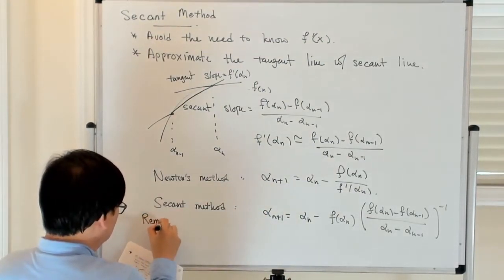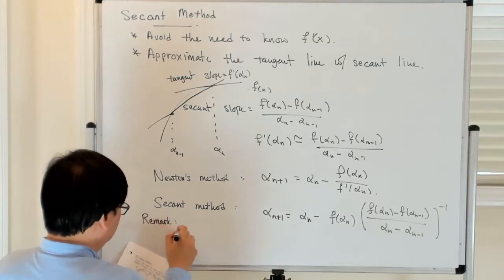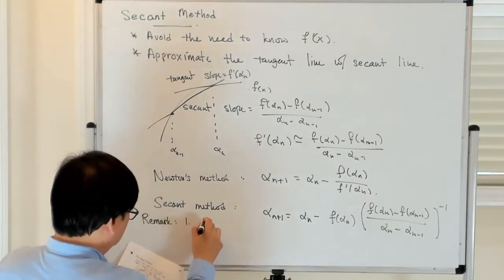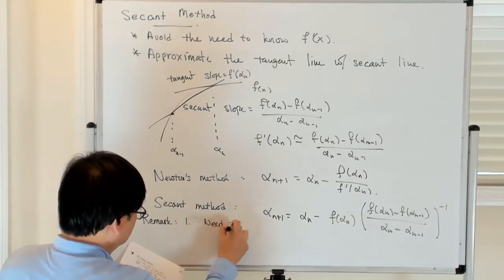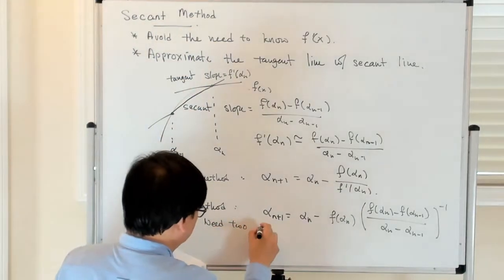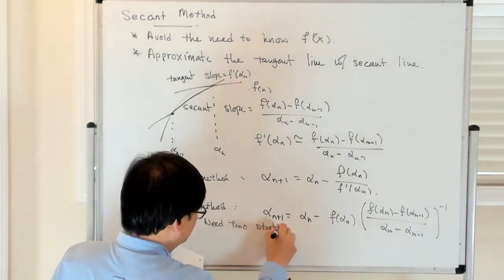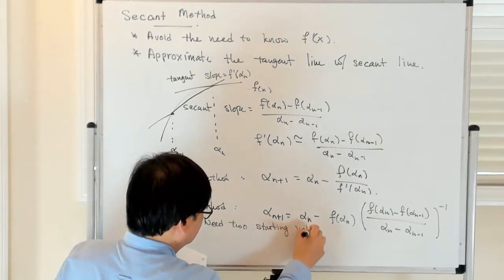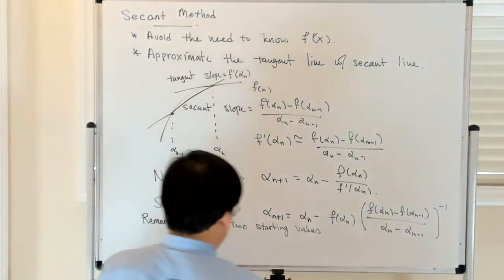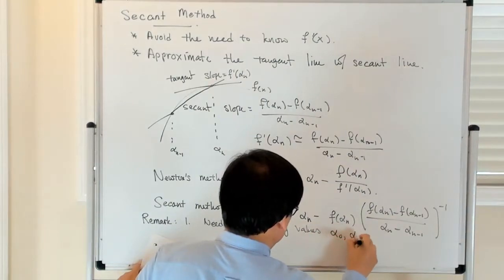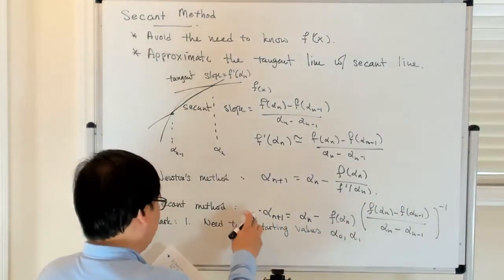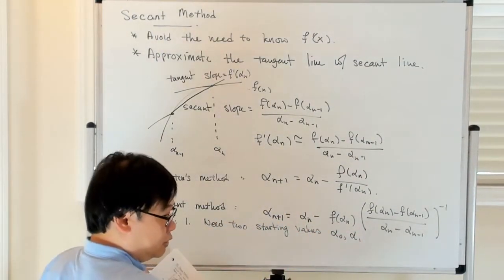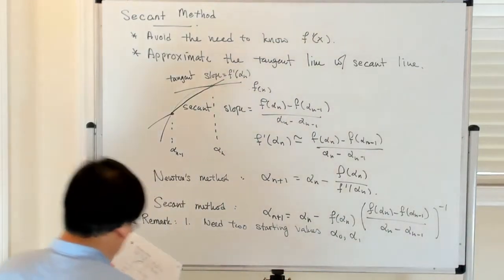is that you need 2 starting points, 2 starting values. So you need an alpha 0 and alpha 1, right? And then once you have alpha 0 and alpha 1, you can apply this iteration to get alpha 2, alpha 3, and so on. Okay?